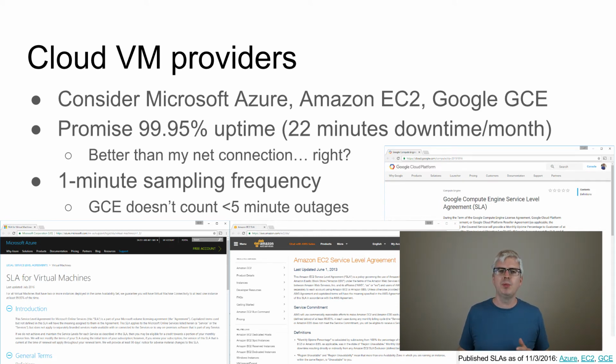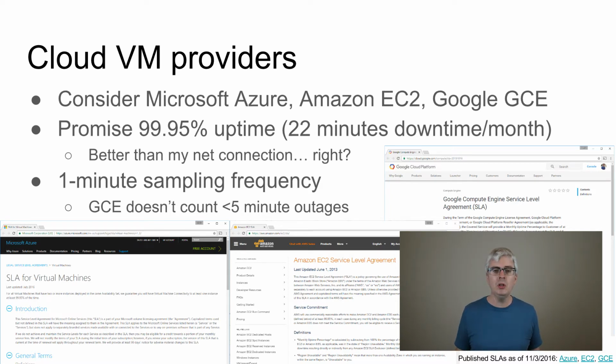Let's try taking apart some actual SLAs and seeing what real providers are promising their users. And so we'll look at cloud VM providers. And we'll look at the top 3 major providers as of today, which are Microsoft Azure, Amazon EC2, and Google Compute Engine. All 3 of them, right at the top of their SLAs, promise 99.95% uptime, or that you only have 22 minutes of downtime per month.